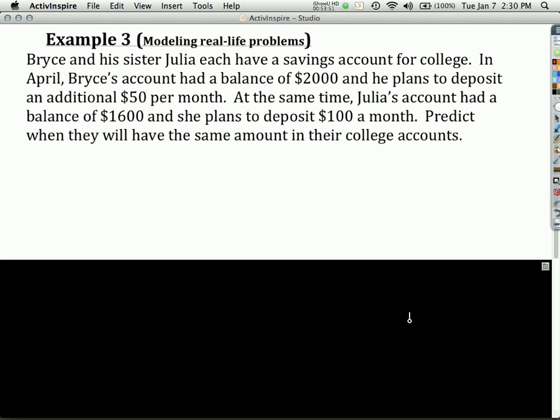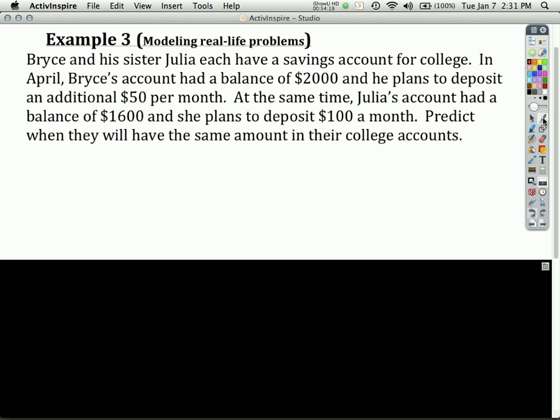Now, we've done a lot of real-world scenarios over the course of the year. But most of them involved one scenario or one person who's always revolving around one situation. Now we're talking about systems of equations with two equations, and so now we're going to be exploring problems that have two different things going on.